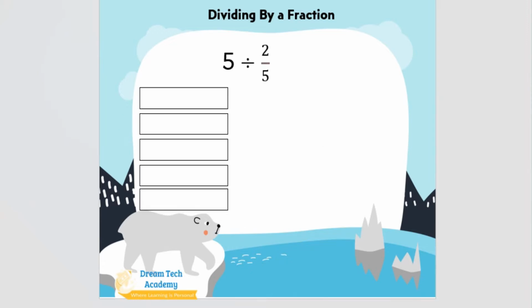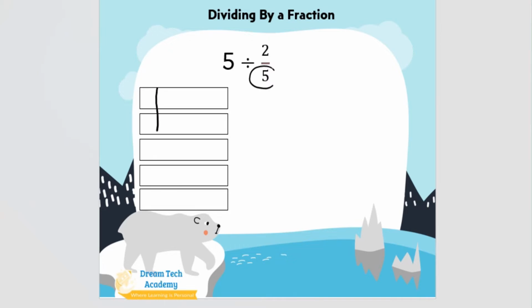I have 5 wholes and I created 5 rectangles the same sizes for you. And I need to divide each rectangle into fifths. How do I know how many pieces to divide it by? The denominator. So this tells me to divide this into 5 equal parts. So I'm going to try my very best to cut these as even as possible to 5 pieces.